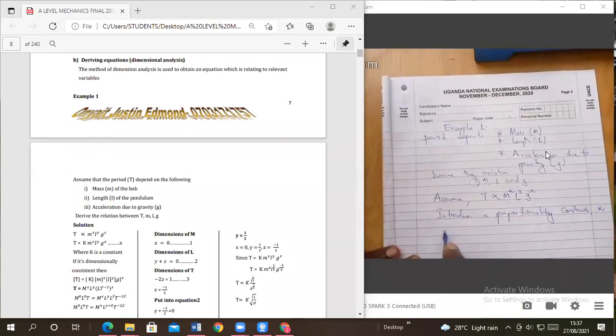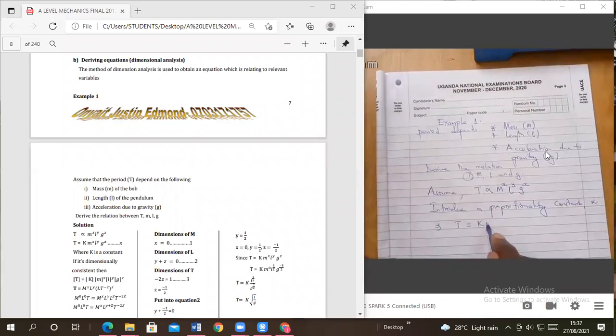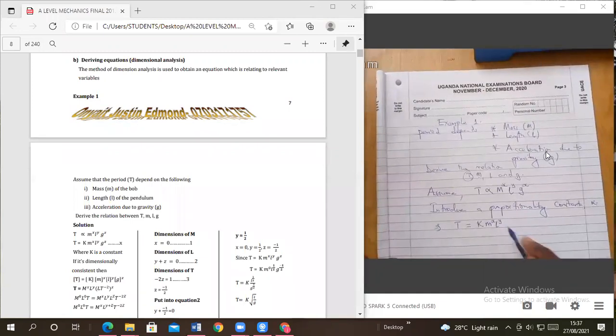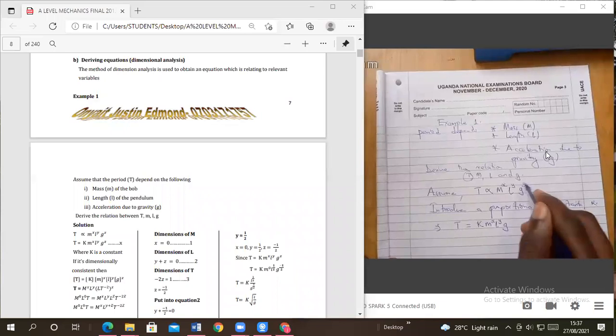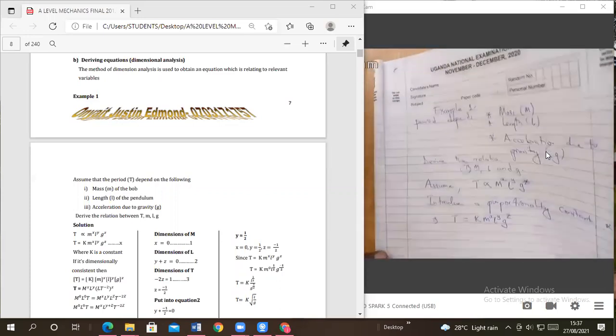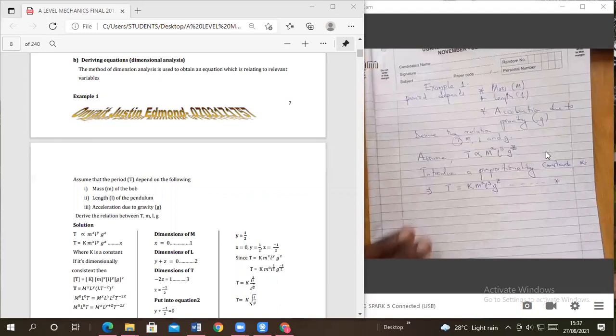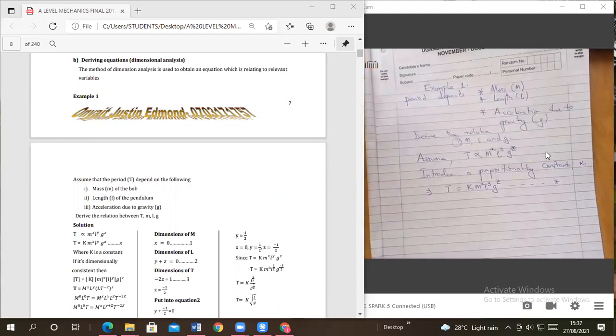We introduce that after making that assumption. So our formula now will be T equals K, M to the power X, L to the power Y, then G to the power Z. I can label this equation as *1.